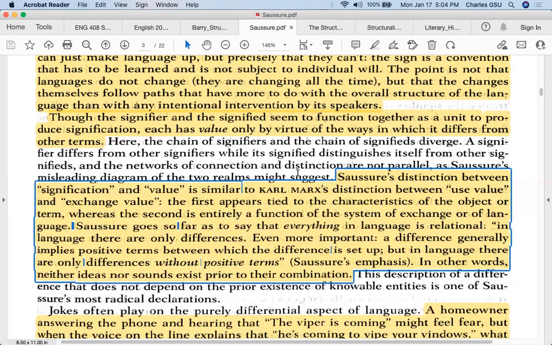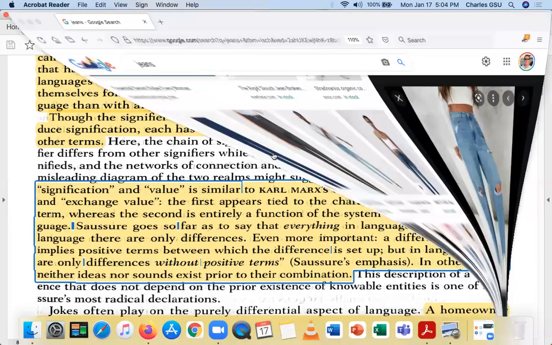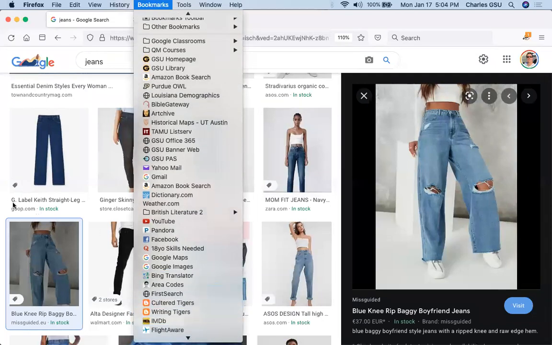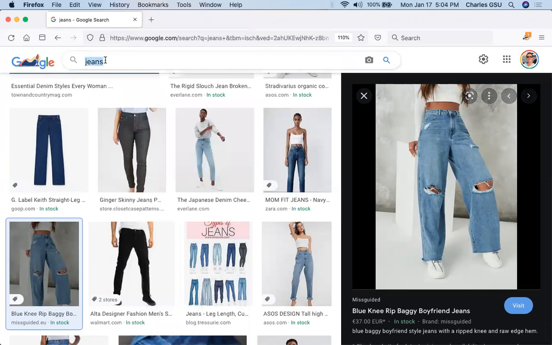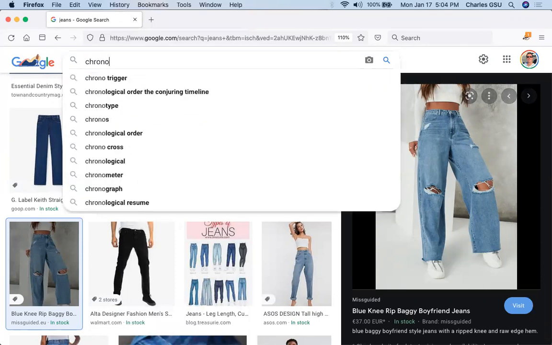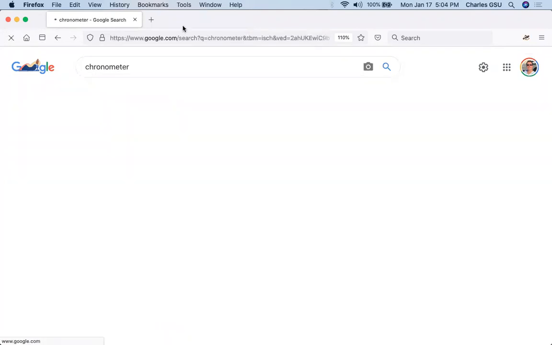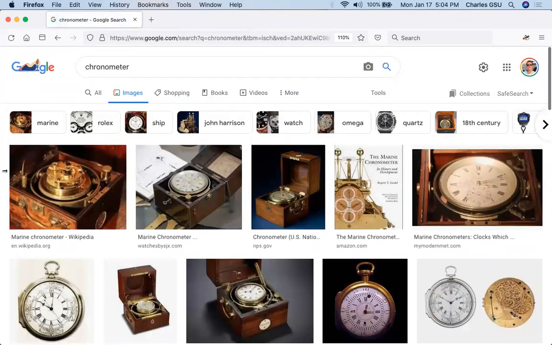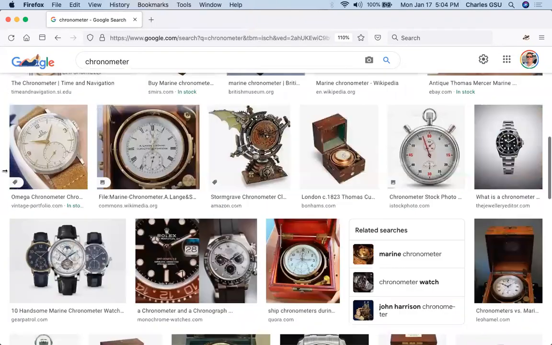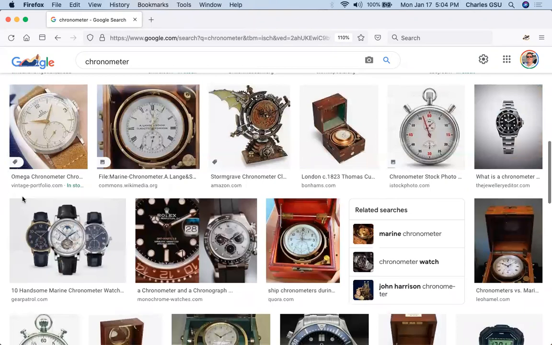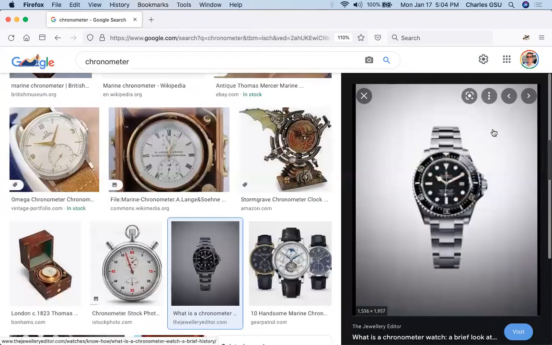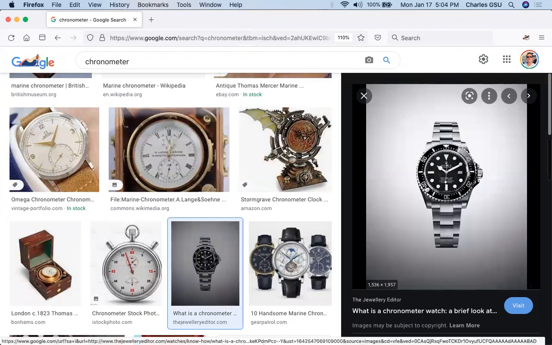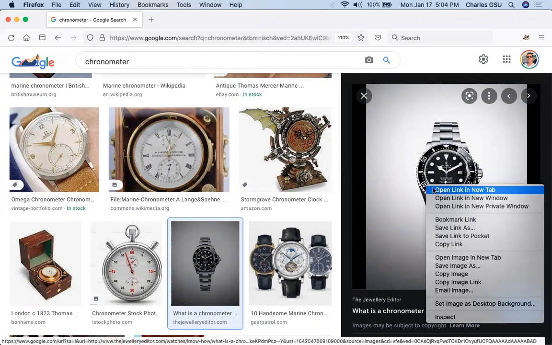But if it's without positive terms, then it's sort of inert by itself. One thing that I've said over the past is, so imagine this. I'm going to type in the word chronometer, which is what you would call a fancy watch like a Rolex, okay? Or really any watch for that matter. Here, there's a bunch of timepieces. But let's say, hypothetically, there's some native peoples in Africa or Papua New Guinea or Aboriginal Australians or whoever, right?